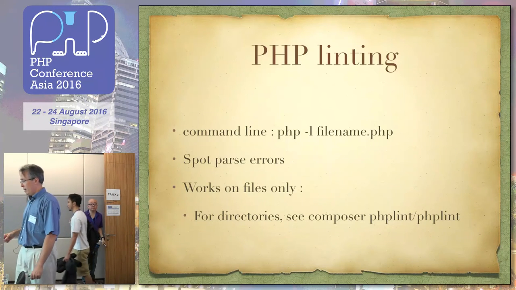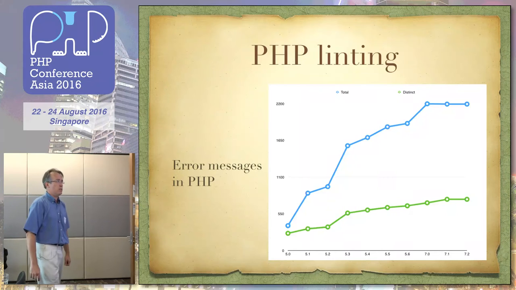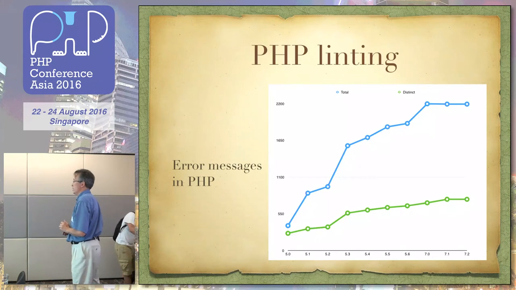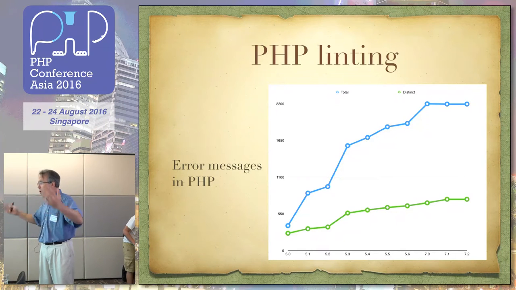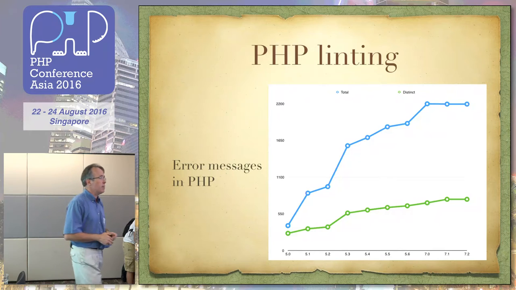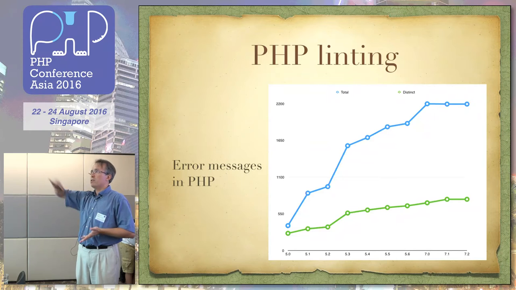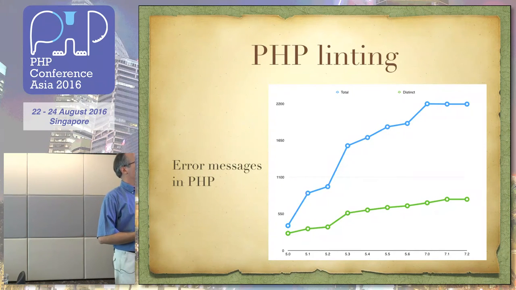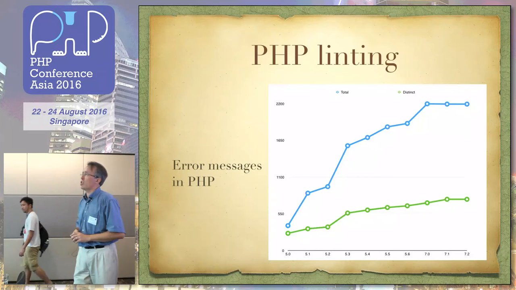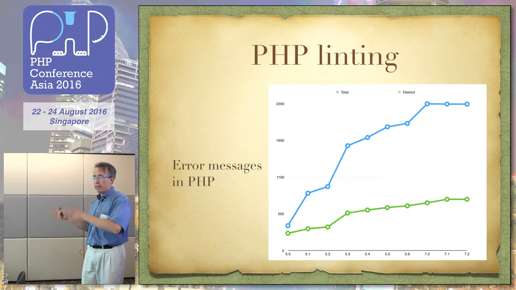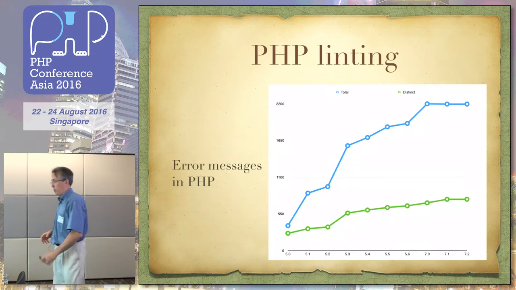So why is it interesting? One thing you have to know about PHP ever since PHP 5 is that the number of error messages inside PHP itself keeps on growing. With PHP 5, we had less than 300 different error messages. And in the current version, we have 2,000 of them. So there's a tremendous growth. And if you just take the distinct numbers, it's always growing. It means that PHP is doing more and more checks on your code at linting time, to make sure that it's going to run fine later. So that's why linting is more and more interesting.